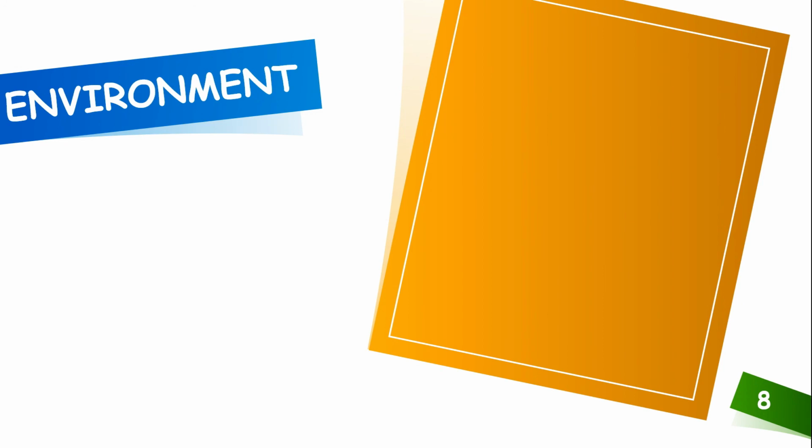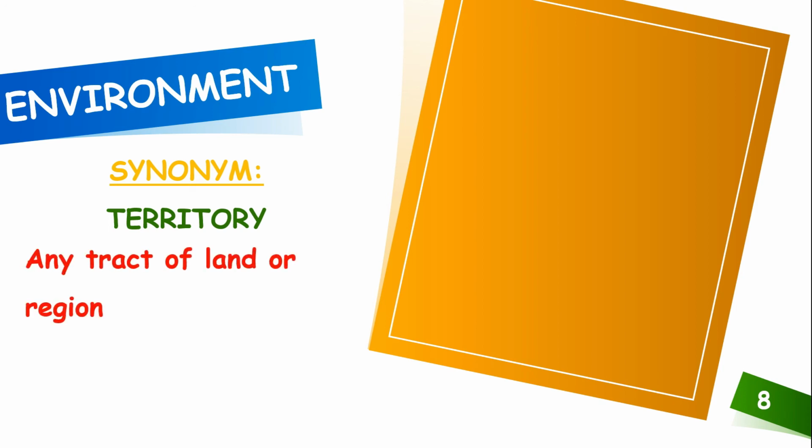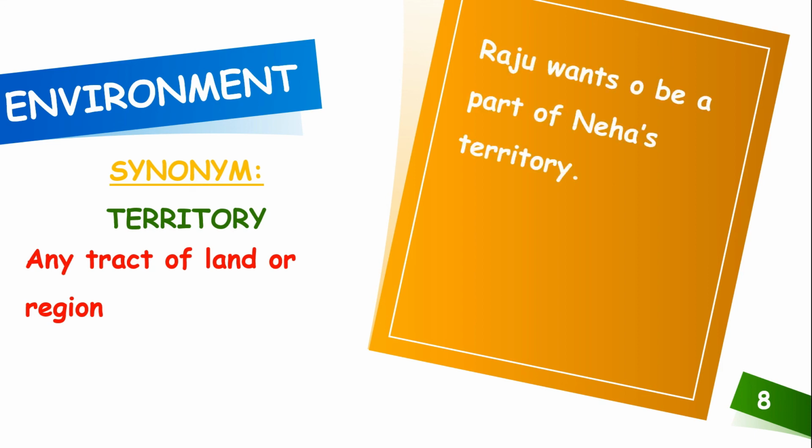The eighth synonym of the word environment is territory. Any tract of land or a region is called a territory. Now, let us see how to use this word in a sentence where it means environment. The sentence goes like this. Raju wants to be a part of Neha's territory. This sentence means that Raju wants to be around in Neha's environment.